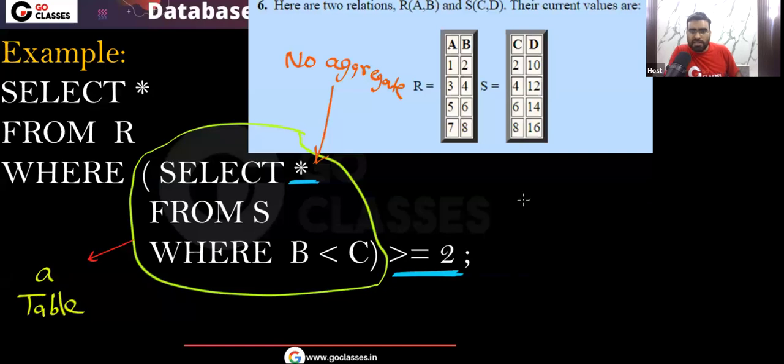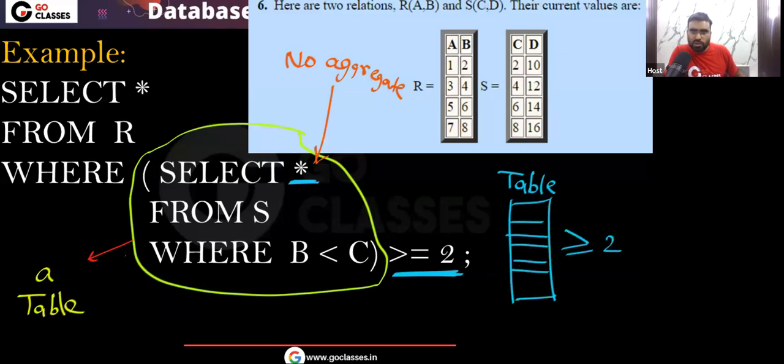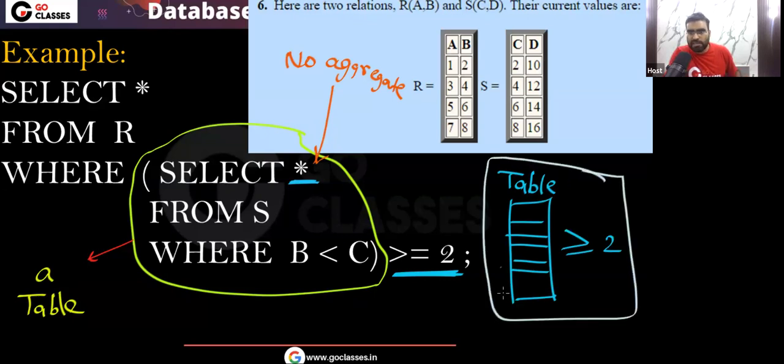So you cannot do this. That table is greater than or equal to 2. Does it make sense? You have a table which is greater than or equal to 2. Does it make sense? Table greater than or equal to 2. This is invalid. Okay, is this clear? So remember, this is an invalid query.